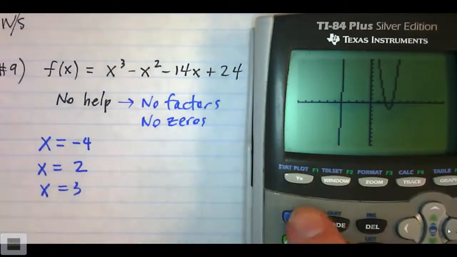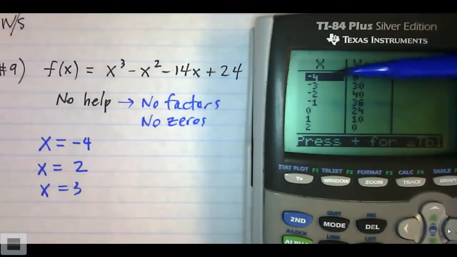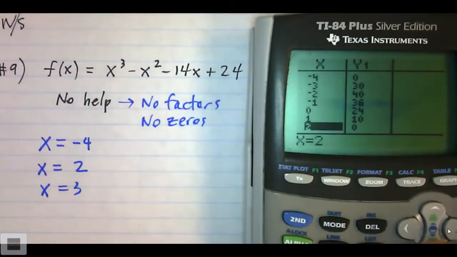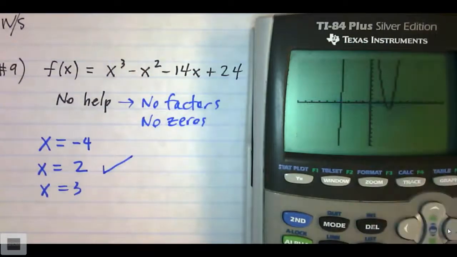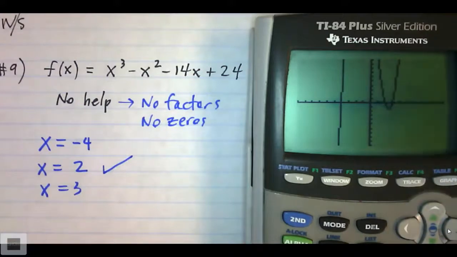So what I want to do is just go to my table of values, second graph, and notice at -4, I get 0 for my y value. So awesome. At 2, I get 0 for my y number. Awesome. And if I just check one more number that I thought was the answer, notice when x is 3, I get 0. These are my solutions. I'm done. I don't need to show any work because the calculator was awesome enough to give me those 3 solutions.